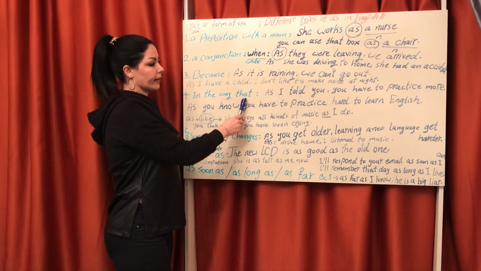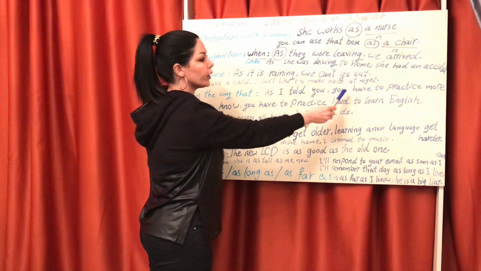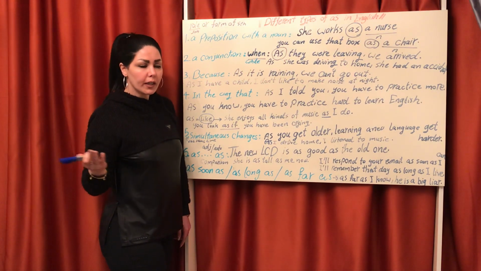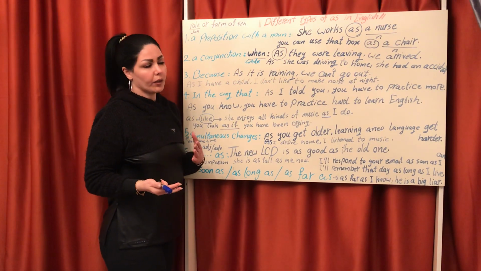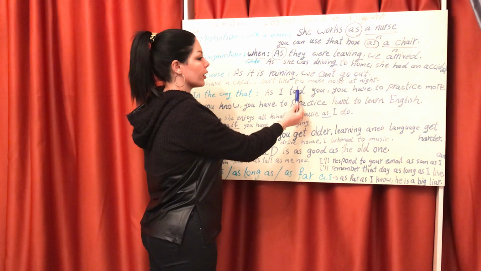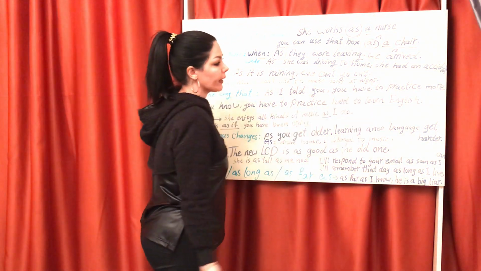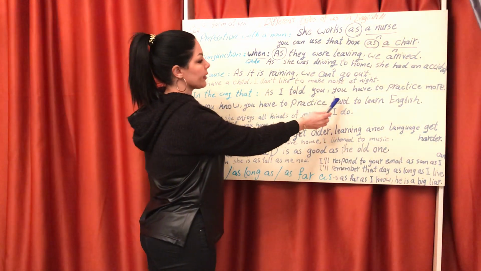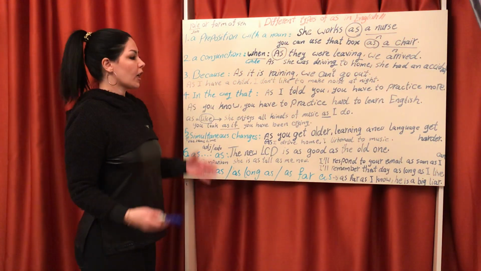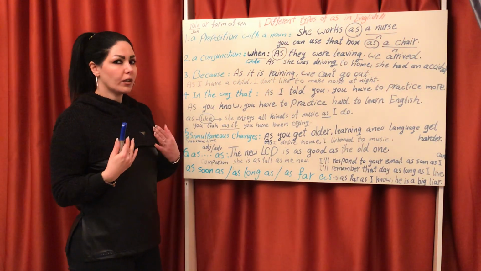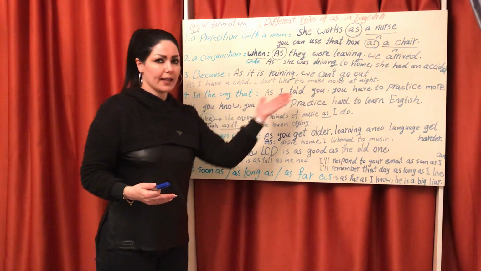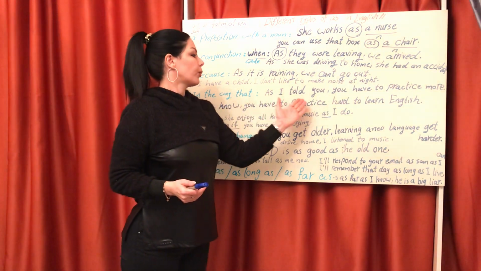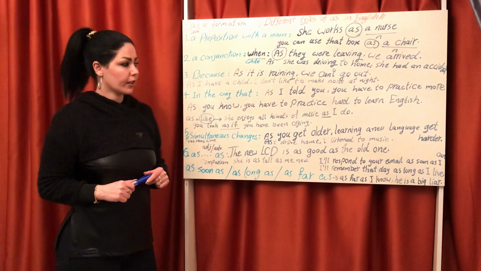Number 4, in the way that. As I told you, you have to practice more. I told you something before and now again I want to tell you. So I say that as I told you, you have to practice more. As you know, you have to practice hard to learn English. I want to tell you a sentence and I know you know this. So I say, as you know, you have to practice hard to learn English.